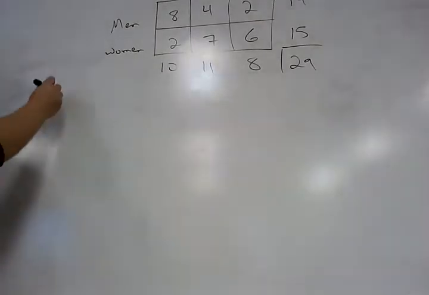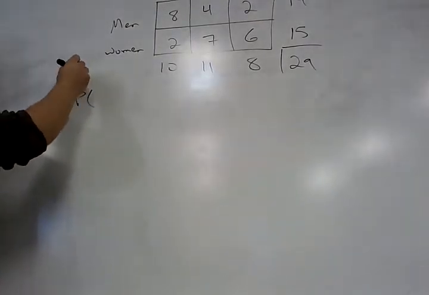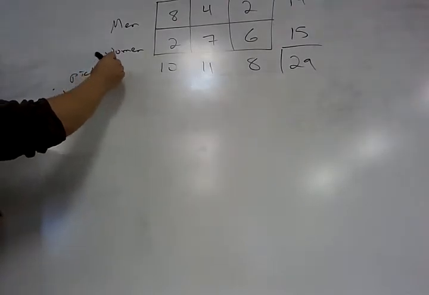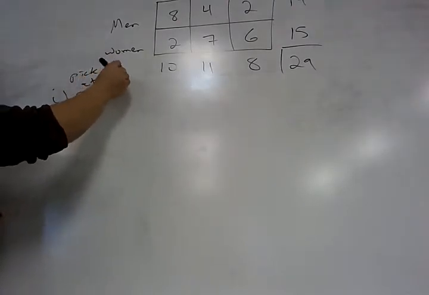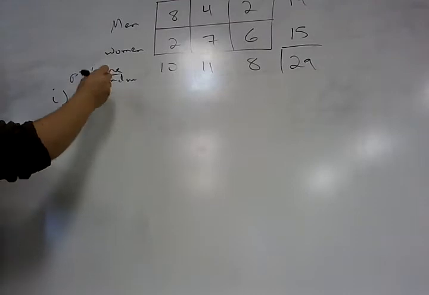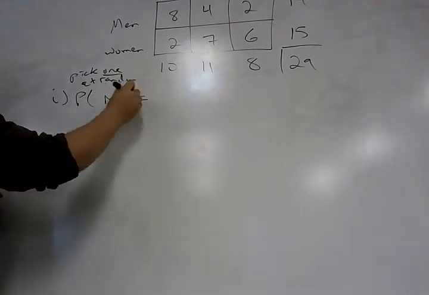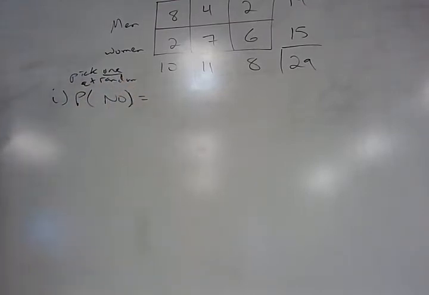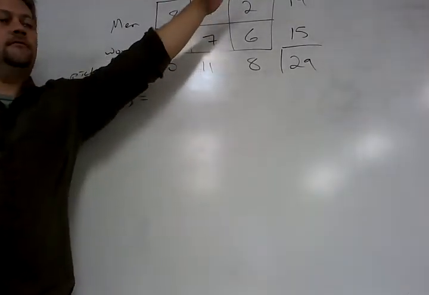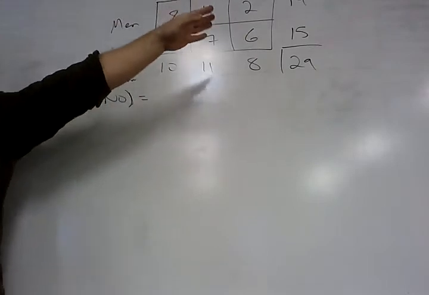So I can ask you a very simple question like, what's the probability if I pick somebody at random, one at random, what's the probability I pick somebody who said no? 11 out of 29. Excellent. For some reason, some people have trouble reading this chart. They look the wrong way. This row is men. The columns are yes, no, maybe. The columns are the answers, right?